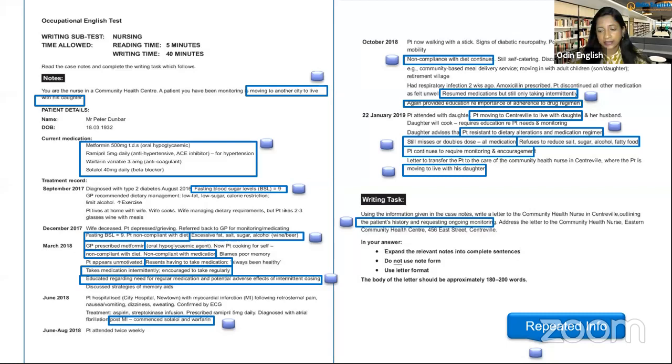Is that clear, Geetu? So we'll have a look at the repeated information. So certain information is repeated here. I have told earlier that certain information will be repeated, and omission or inclusion will depend on whether it is relevant or irrelevant. Here, the information that is repeated is, one, moving to another city to live with daughter. It's being told here as well as in the end and also on January 22nd. It's repeated three times. You don't have to keep on repeating, but that's relevant information, so you have to include it.